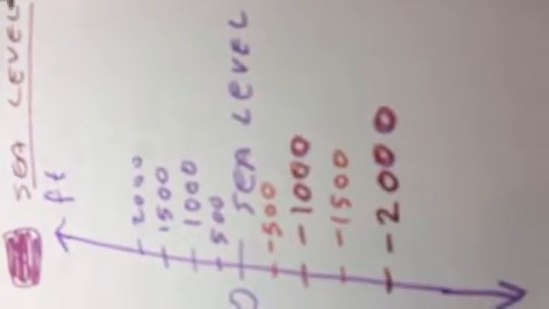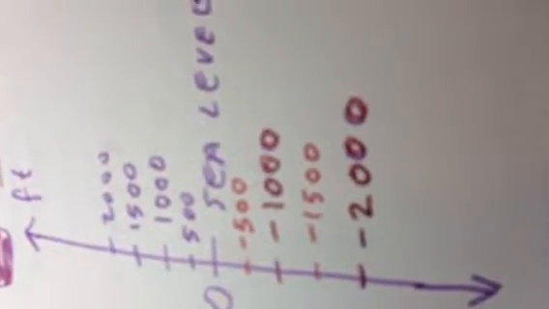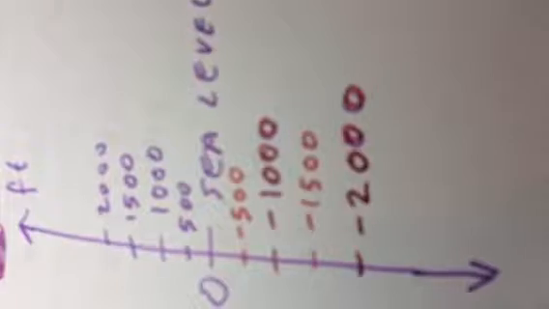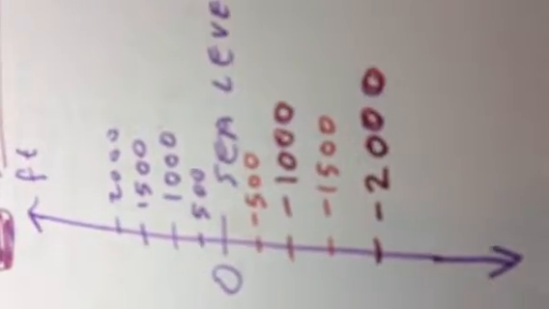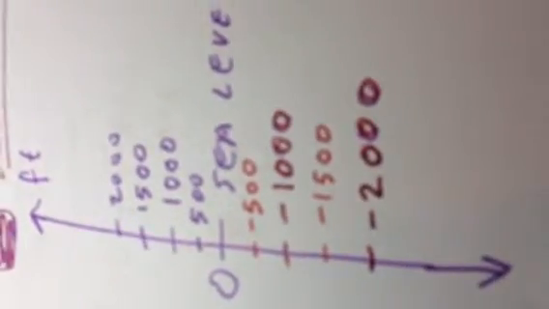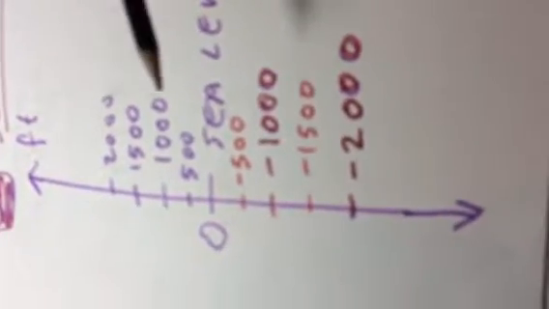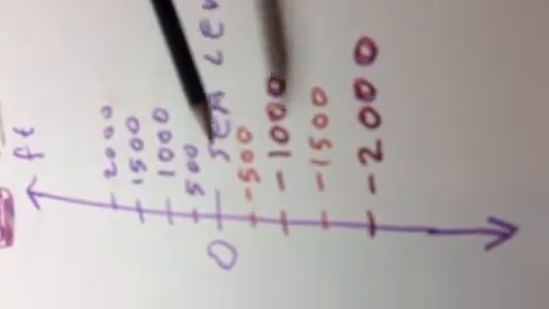Now, we can also think about integers in terms of sea level. So 0 is sea level, 0 feet. 500 feet above sea level, you're going further up. 1,000 feet above sea level, 1,500 feet above sea level, and so on. 2,000 feet above sea level, and conversely, you can have 500 feet below sea level, which is negative 500. 1,000 feet below sea level, negative 1,000.